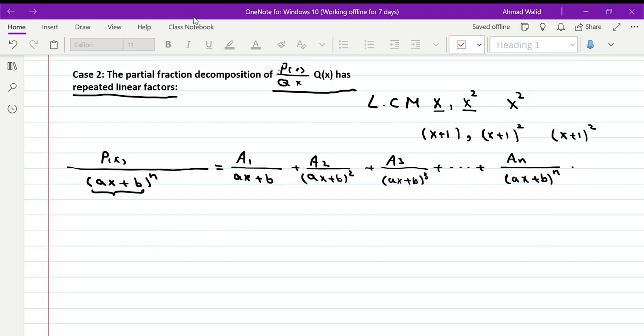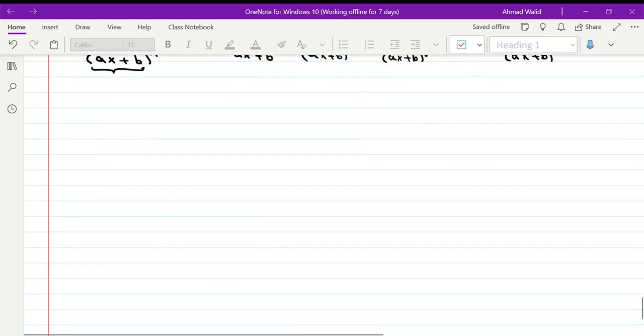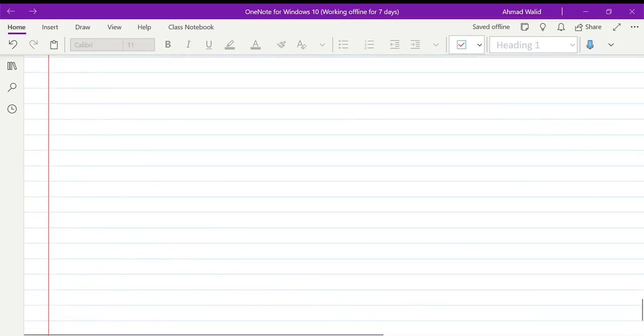The only difference between case 1 and case 2 is that you have repeated linear factors in the denominator. To explain this topic well, let's do a few examples. The steps are still the same steps. The method is still the same method, but the only difference is how to set your partial fractions at the beginning.